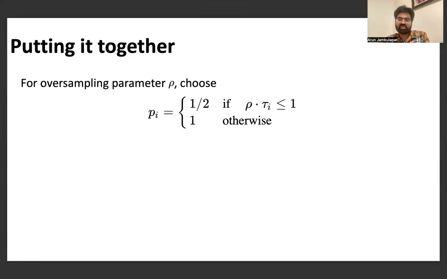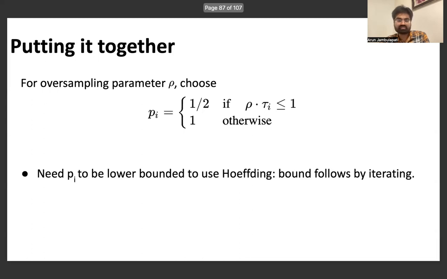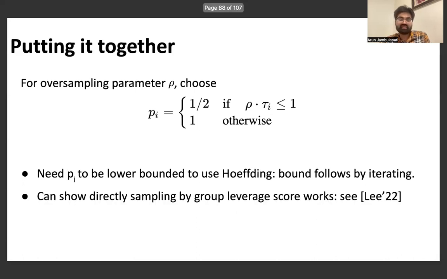So what we'll do is compute taus as these group leverage scores from the previous section, and for some oversampling parameter rho, we'll choose our sampling probabilities to be either 1/2 or 1, where it's 1/2 if the tau i is small enough, and it's 1 if the tau i's are large. Okay, so this is slightly unnatural. You might think that we want to sample directly proportional to the tau i's. It turns out for our approach to work, we need the p i's to be lower bounded, because this will let us use Hoeffding's inequality. This doesn't actually hurt us at all, because we can iterate the bound that we get from this preliminary thing by repeatedly halving the sparsity, and this doesn't end up affecting our final guarantees.